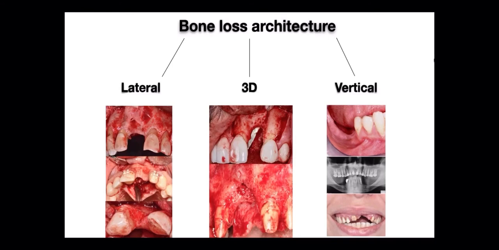The most common area is the posterior mandible, where the loss of vertical height will guide us to regenerate bone, because as you know, there is the nerve there, and it's very difficult to place an implant if we don't have bone in a vertical way.